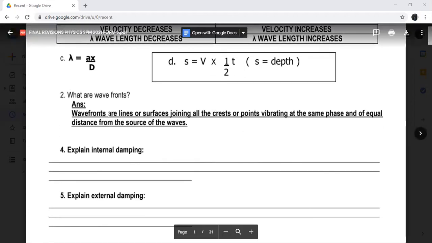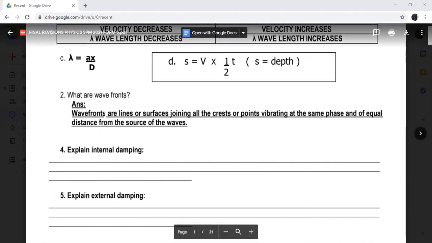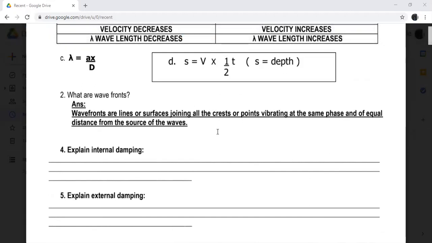Okay. Next, common questions that students might forget by now. What are wave fronts? Wave fronts are lines or surfaces joining all the crests or points vibrating at the same phase and of equal distance from the source of the waves. So you can also say that wave fronts are imaginary lines on the surface of a wave. The particles along that line must vibrate in phase. So wave fronts may be a path line of all the crests, or a path line of all the troughs. That's how we look at wave fronts, okay?